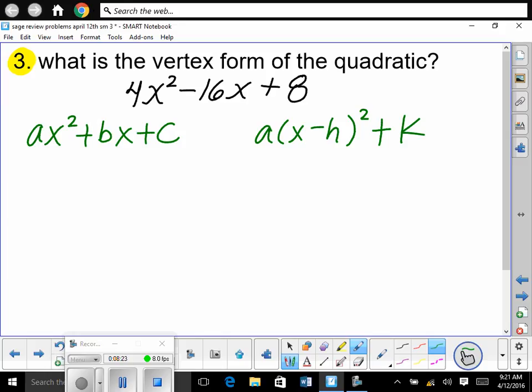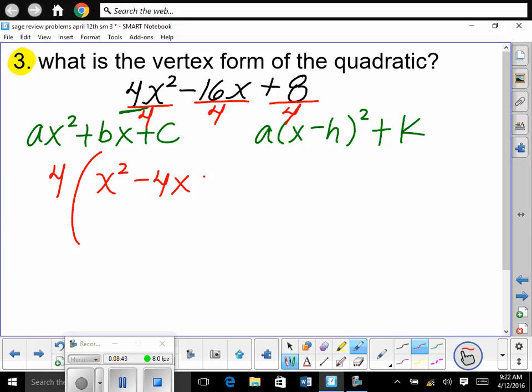Now, first rule with completing the square is your a value has to be 1. Does everybody see how our a value is not 1? So let's factor that out. We're going to factor out 4. Now, in the parentheses, that means I'll divide each term by 4 and see what's left over. So that's x squared minus 4x plus 2, correct? Okay, that's our first step.